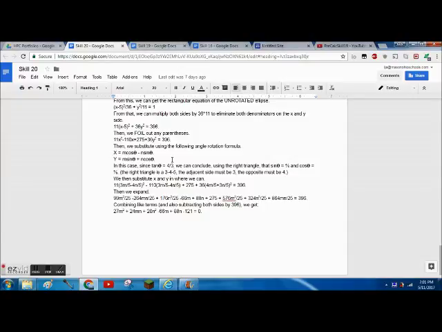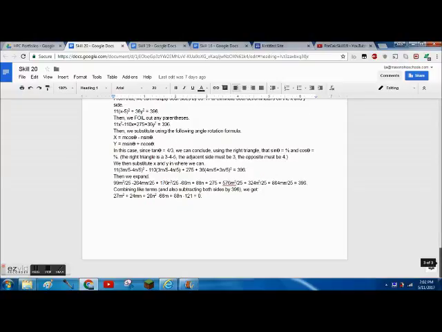In this case, since tangent theta equals 4/3, we can conclude, using the right triangle that gets made here, that sine theta equals 4/5 because it's opposite over hypotenuse. The hypotenuse is going to be the square root of 3 squared plus 4 squared, which, as we all know, is 5. And the opposite is 4. The adjacent is 3. So 4/5 and 3/5.